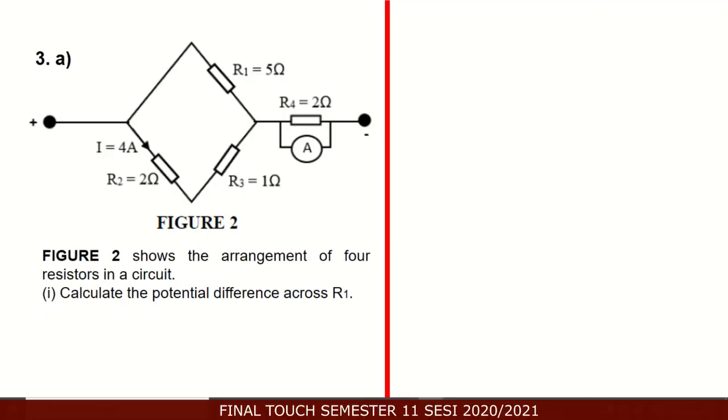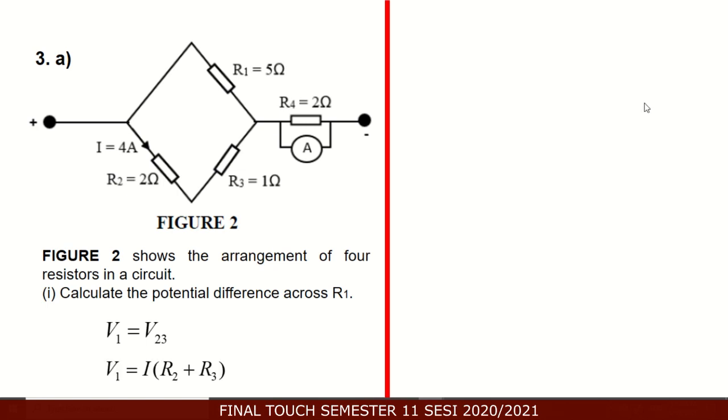Figure 2 shows the arrangement of 4 resistors in a circuit. 1. Calculate the potential difference across R1. R1 equals to 5 ohm. So here we can use potential. So it means that V1 equals to V23.